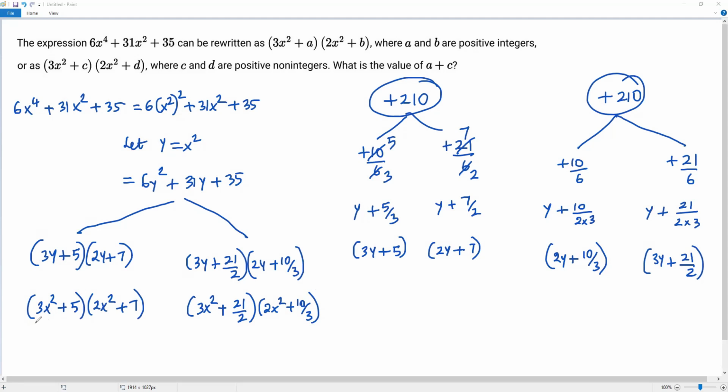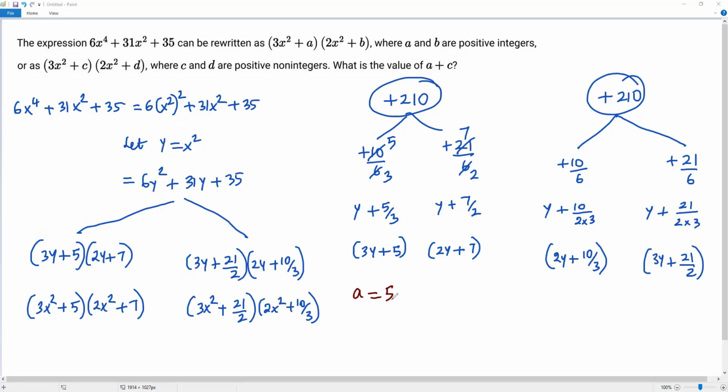Now, this factor form is exactly in this form, because here a and b are positive integers. At the place of a and b, we have 5 and 7. Both of them are positive integers. And this factor form is in this form, because here c and d are positive non-integers. At the place of c and d, we have 21 over 2 and 10 over 3. Both of them are positive non-integers. And our aim is to get the value of a plus c. So first we have to get the value of a. To get the value of a, let's compare 3x squared plus a and 3x squared plus 5. At the place of a, we have 5. So a equals 5.